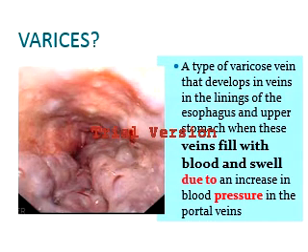As a result of portal hypertension, there is a type of varicose vein that develops in the linings of the esophagus and the upper stomach. Now, the veins will fill and enlarge due to an increased pressure in the portal veins. So, as a result of a cirrhotic liver, varicose veins can be formed in the esophagus and stomach. They may enlarge and they may burst. When they burst, you can have internal bleeding and you can eventually die from that.